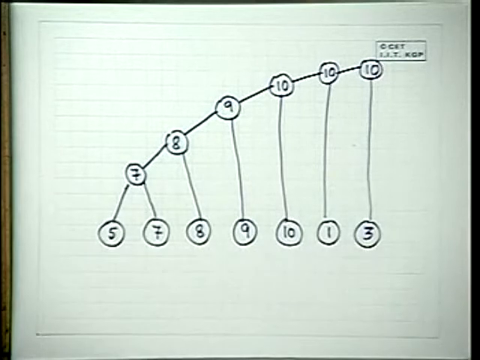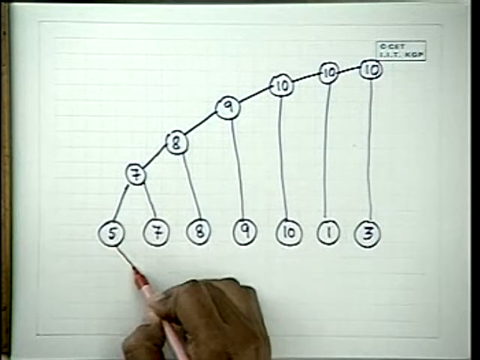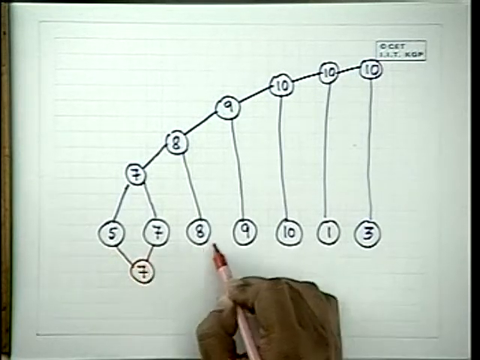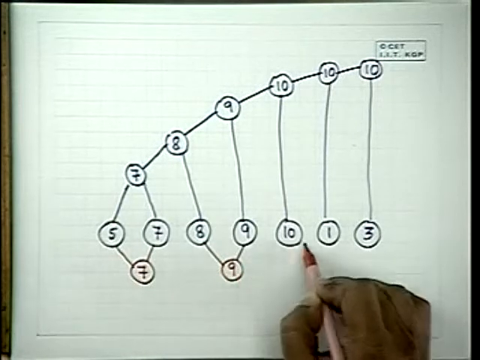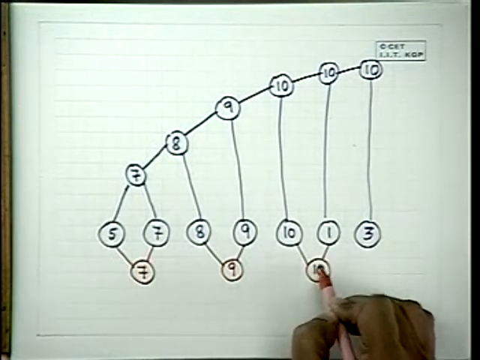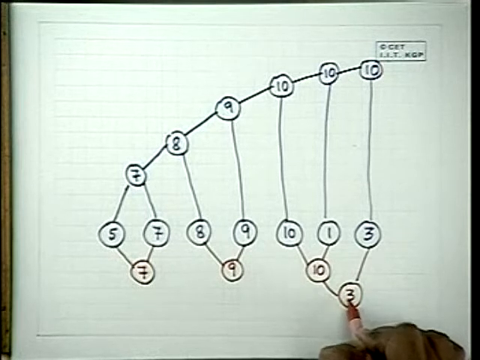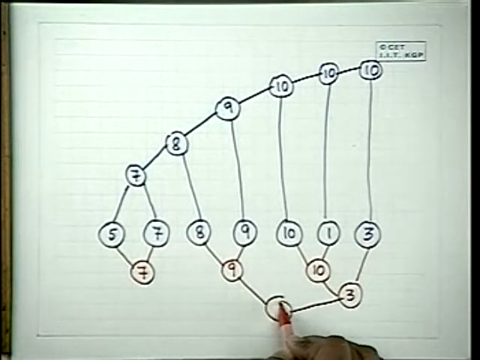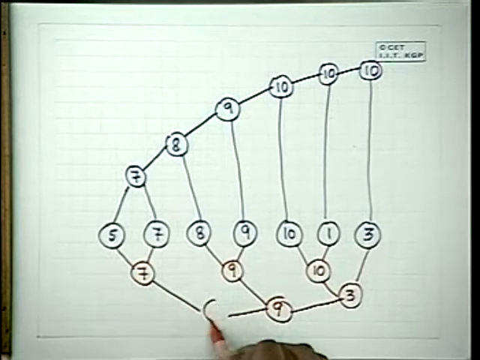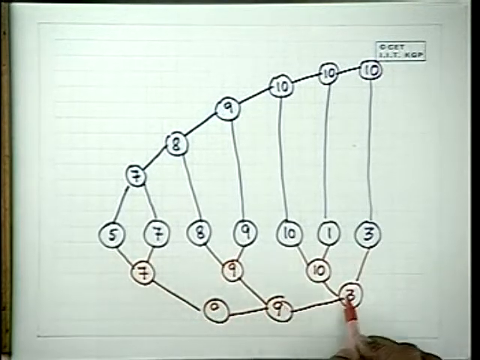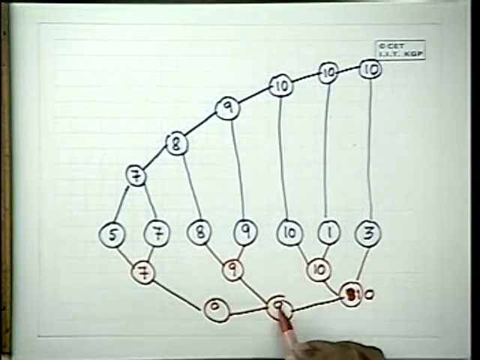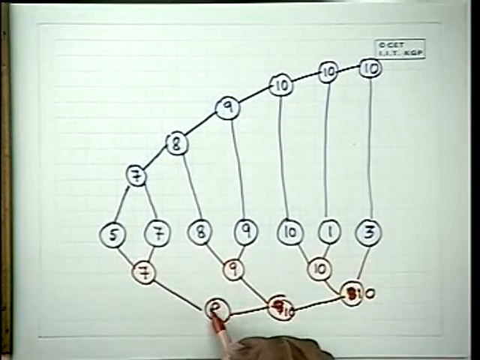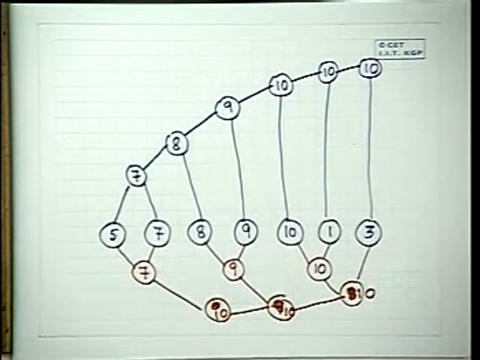We could have also worked it out in another way. We could have compared these two, we could have compared these two, and we could have compared these two. Sorry, I made a mistake here. This should be 10. So this should be 10 and this should be 10. So we could have done it this way also. And we could have done it in many other ways.